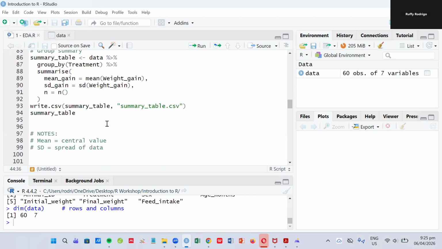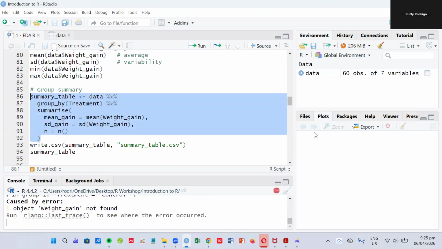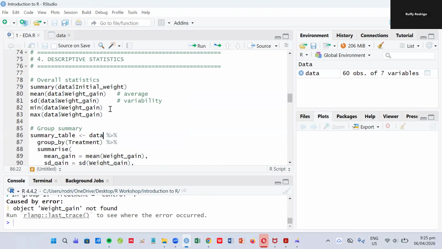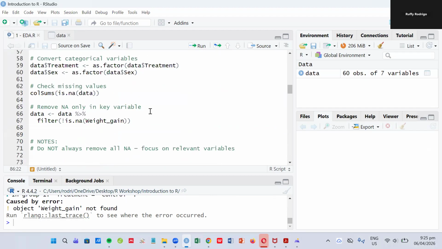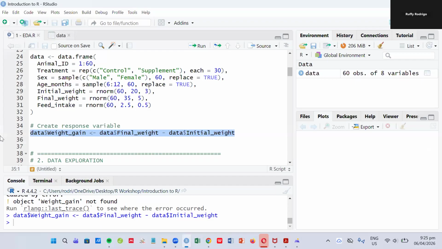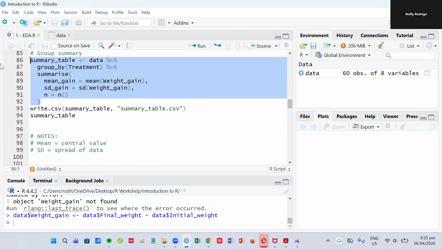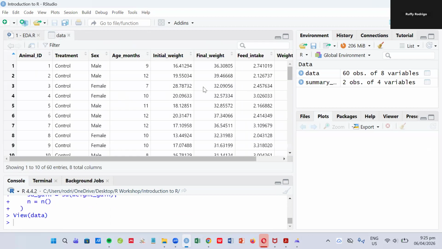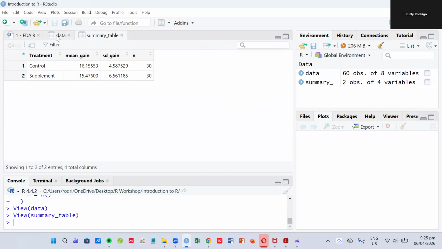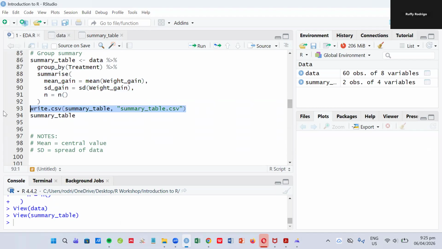Let's say you wanted to produce some tables and figures. With that, you can compute weight gain. Unfortunately, we don't have the weight gain, so we have to create a new data set. Let's just run it. So, summary, look at that. Basically, you can just do it like this. You just have to write this into your table, which again is another tutorial, but I just wanted to show it again.